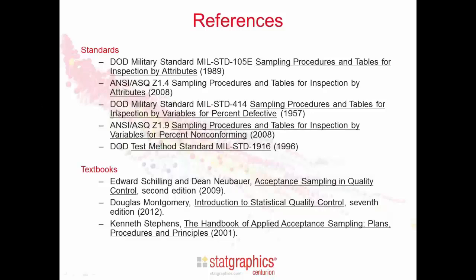I've also listed on this screen 3 excellent textbooks that you might want to refer to having to do with acceptance sampling. Edward Schilling and Dean Neubauer have a book called Acceptance Sampling and Quality Control. Doug Montgomery has a chapter on acceptance sampling in his book on quality control. And Stevens also has a book that talks all about acceptance sampling plans. So if you're into acceptance sampling, these are the references you ought to be referring to.